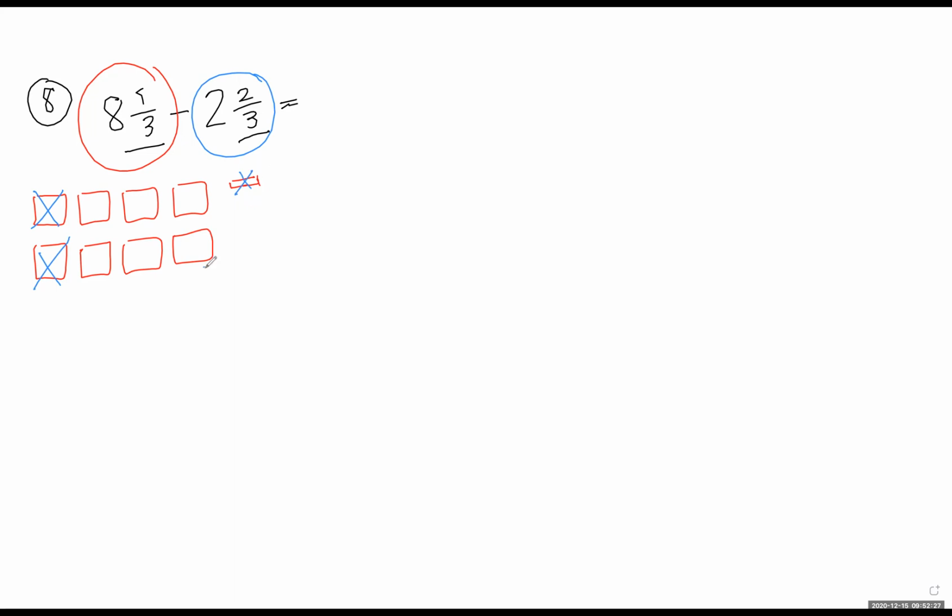I'm going to have to take one of my wholes and split it into thirds and take away only one more, because this would be 1/3. Taking away one more would be 2/3. Now let's count. There's 1, 2, 3, 4, 5 wholes, and there's 1 2/3 left. That would be your answer. So 8 and 1/3 minus 2 and 2/3 is 5 and 2/3.